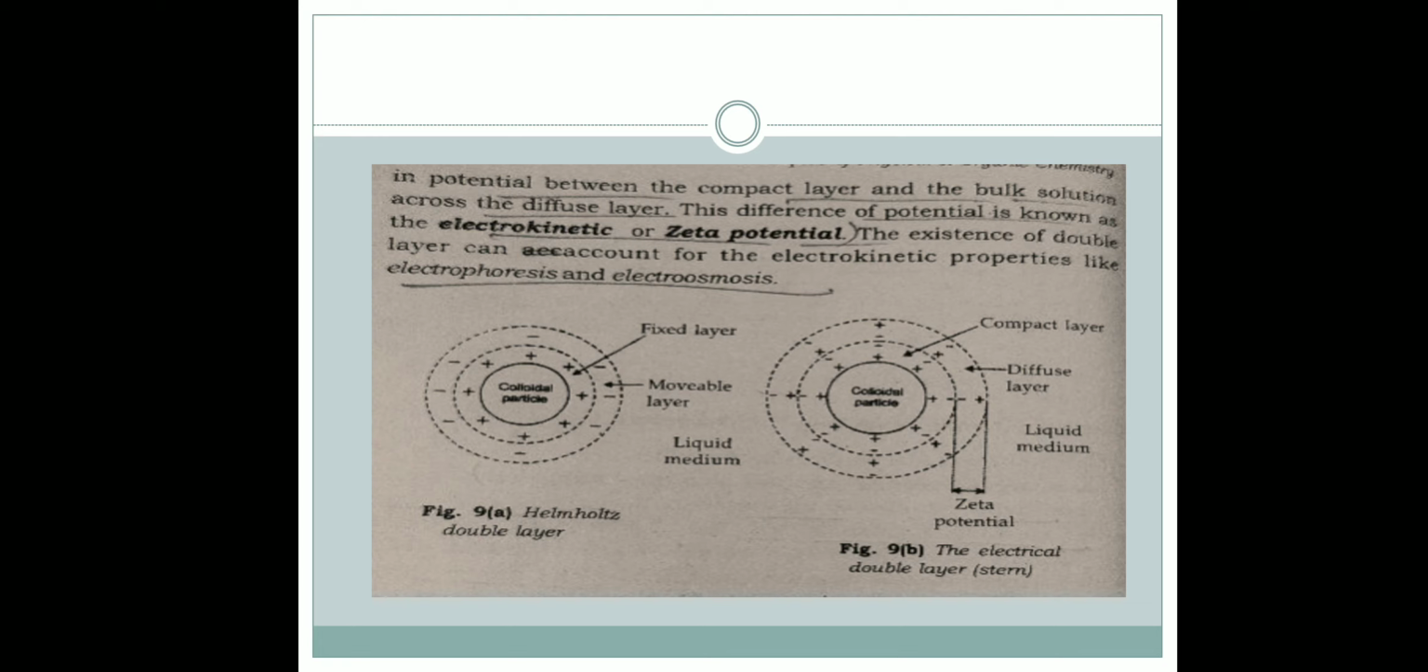Due to the distribution of the charge around the particle, there will be a potential difference between the compact layer and the bulk of the solution. This difference in potential is known as zeta potential or electrokinetic potential.